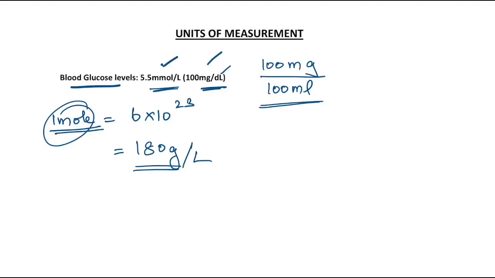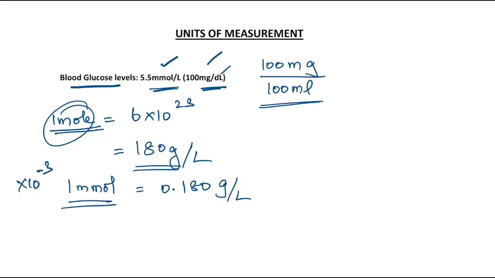180 grams per liter is a 1 molar solution of glucose, and we are interested in only very small concentrations of glucose, so we multiply both sides with 10 power minus 3 and we express this in millimoles. So 1 millimole of glucose solution will contain 0.180 grams per liter of solution. So this is a 1 millimolar solution of glucose.